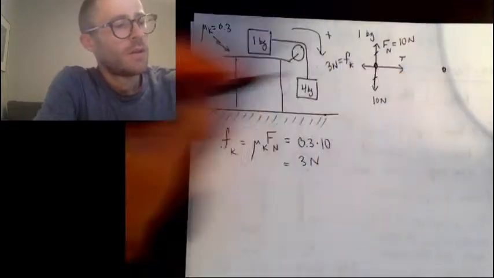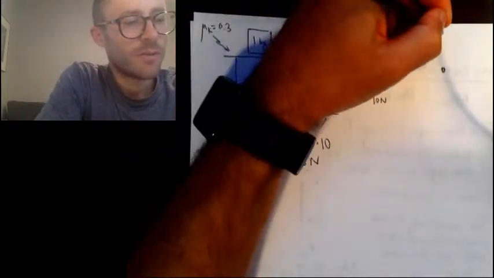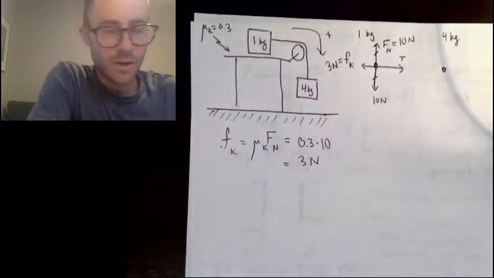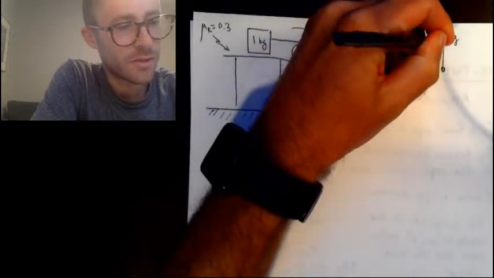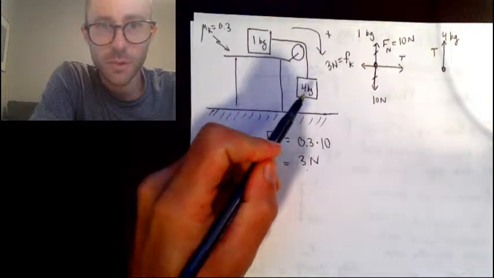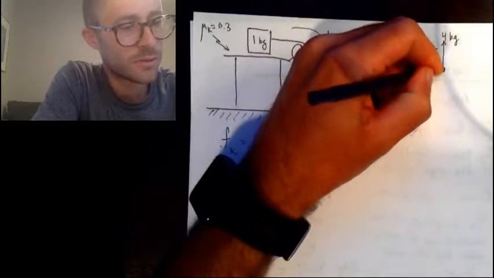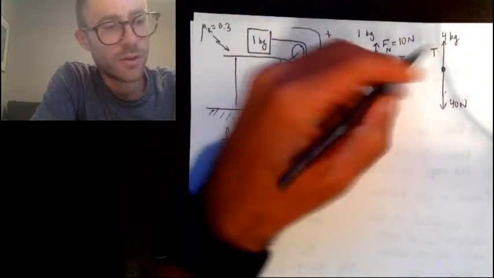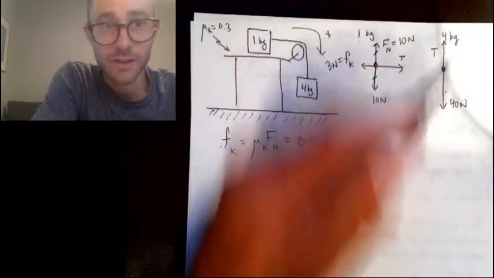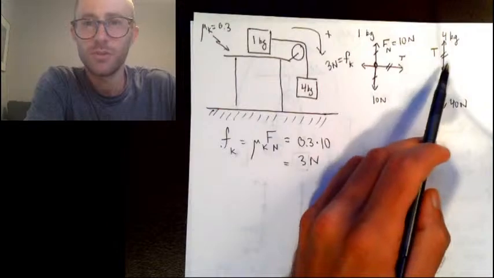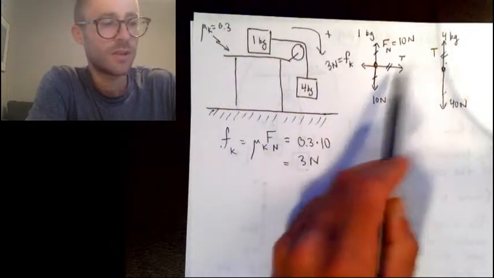So now I can go to draw the free body diagram of the 4 kilogram mass. The 4 kilogram mass has a tension going upward, and it has a weight force that is 4 times 10, or 40 newtons, going downward. I know that these two tensions have the same size because of the way ropes work. So I'm going to indicate that by giving them both a double slash to indicate that they're the same size.